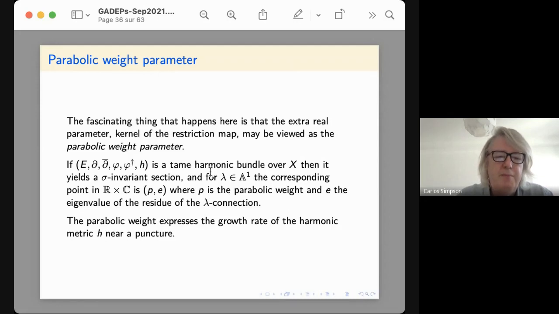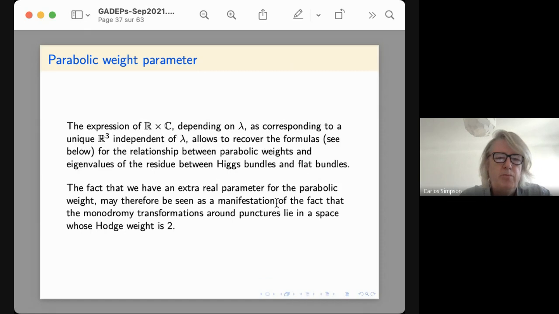And so we get a point inside R cross C because we also have an extension of the lambda connection as a logarithmic lambda connection. So it has a residue. And we'll call that E, the eigenvalue of the residue. And these expressions of R cross C, which depend on lambda, correspond to a unique R3, which is independent of lambda. They allow us to recover formulas, which I'll show in the next slide, for the relationship between the parabolic weights and the eigenvalues of the residue, between Higgs bundles and flat bundles, or lambda flat bundles for any lambda.